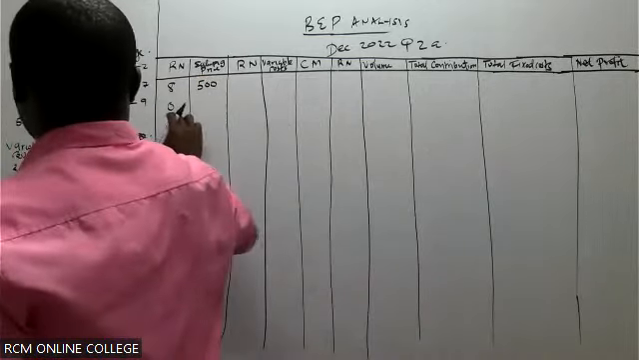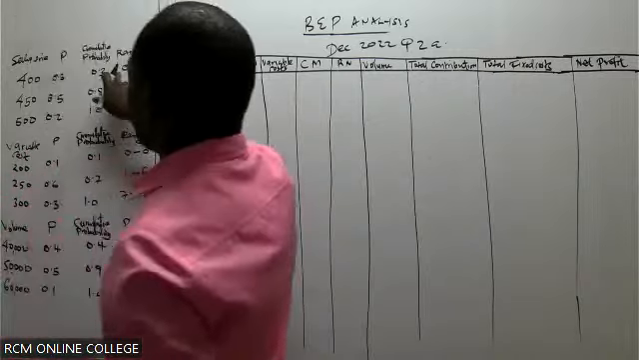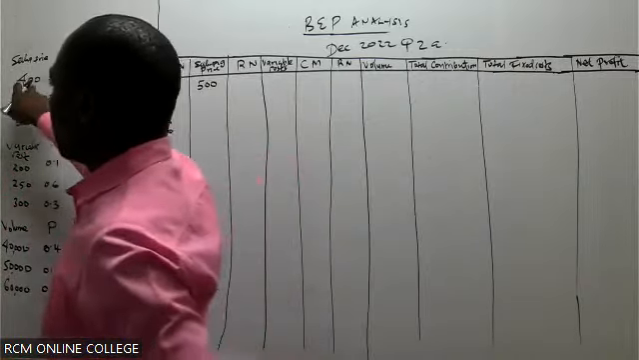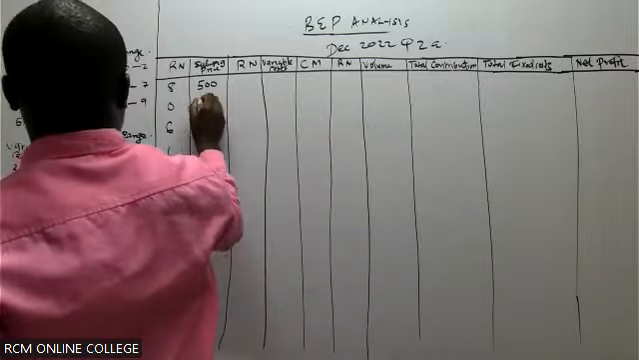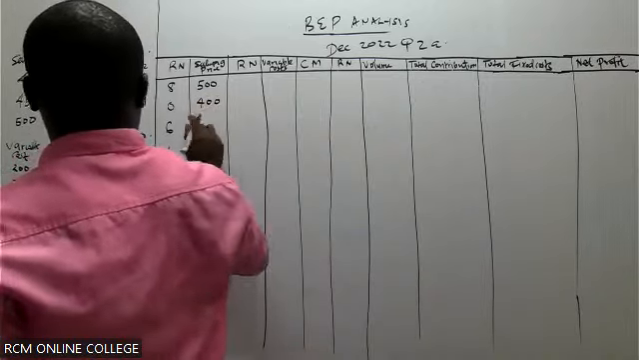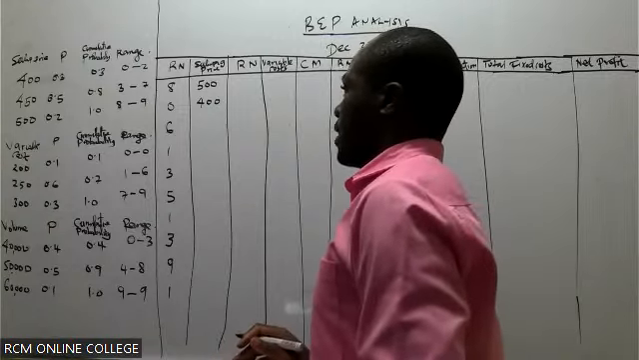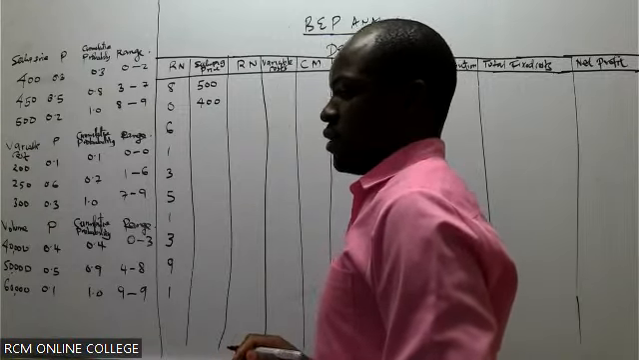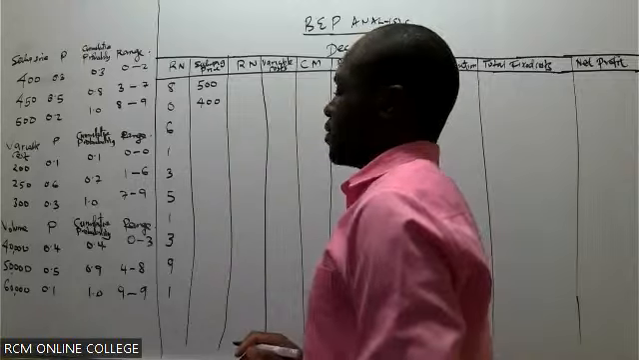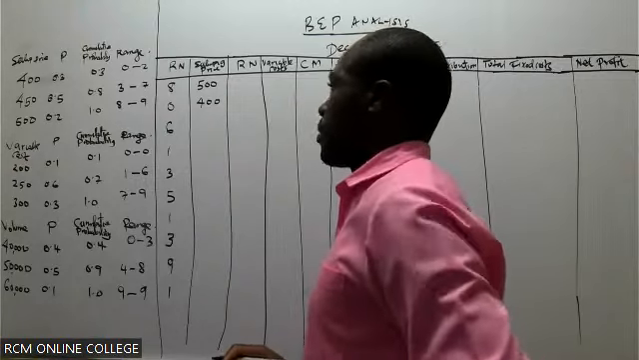I come to the second one, 0. Where does 0 fall? It is from 0 to 2. What is the corresponding selling price? 400. How about 6? Somebody tell me where 6 falls. If my random number is 6, what will be the selling price?